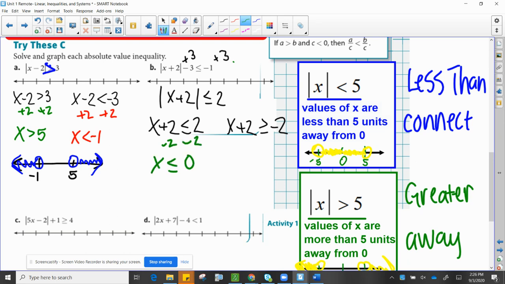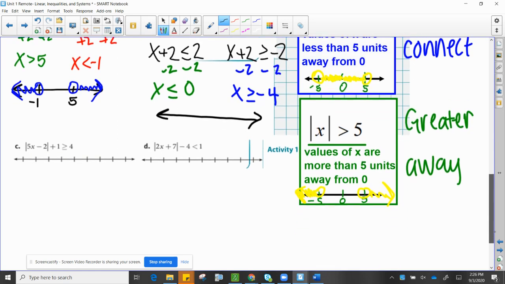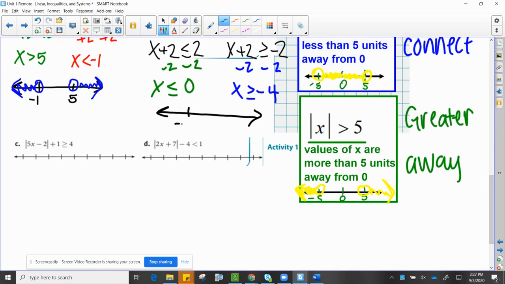So 2 minus 2 is 0. Negative 2 minus 2 is going to give me negative 4. So then to graph my solutions here, make sure you're always putting the smaller number on the left side of your number line. So negative 4 would go on the left, 0's on the right.